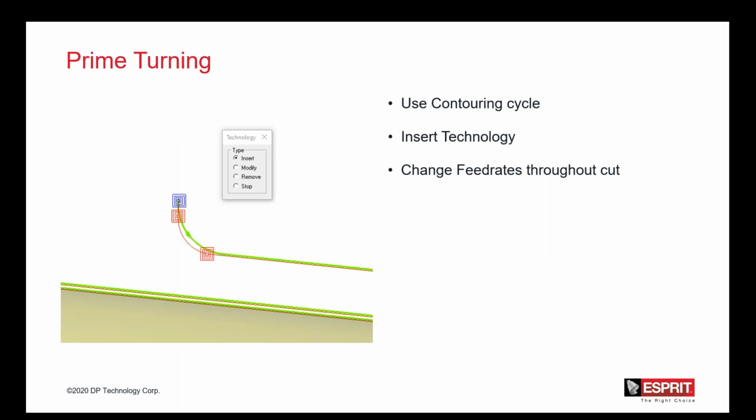So you'll set it up to insert, select the area at which you'd like to change the feed rate, and then go through and change your feed rates throughout the cut. Again, it takes a little bit more programming time, but it is advantageous to do this because the little bit of extra programming is going to result in a lot of reduced cycle time. And so what we'll do is we'll take a look at that right now.